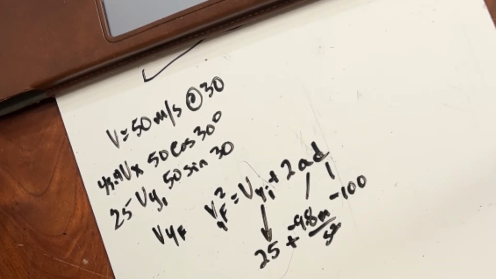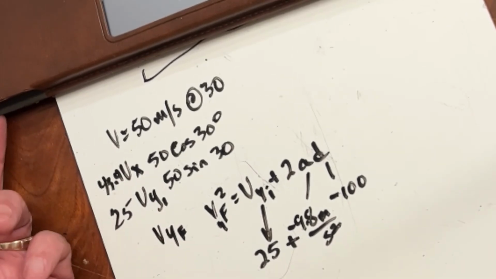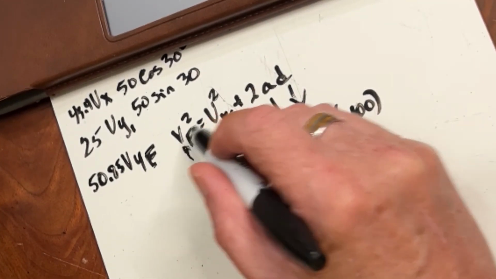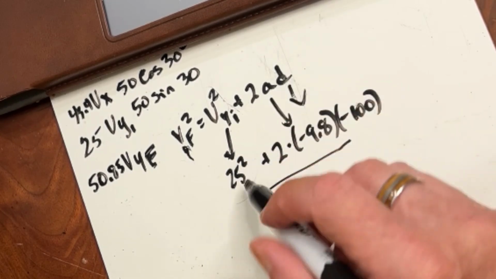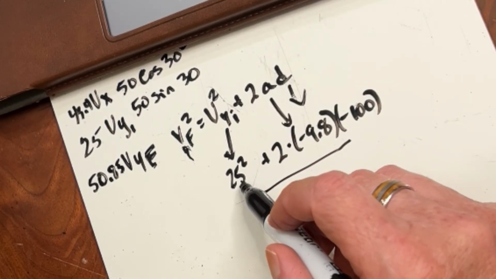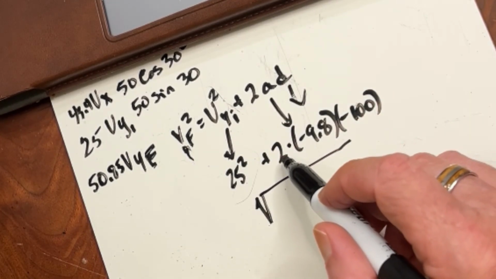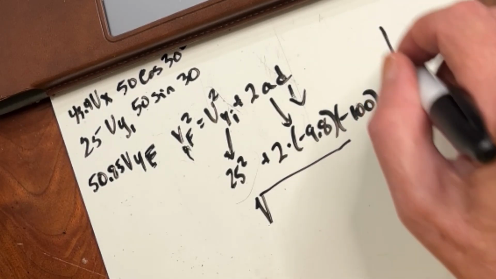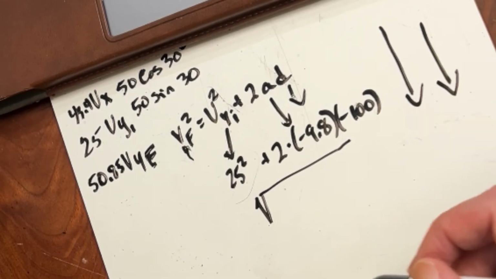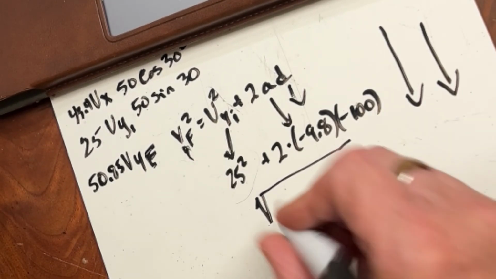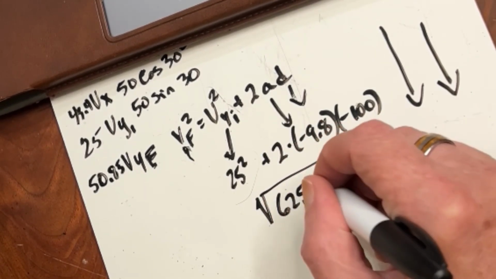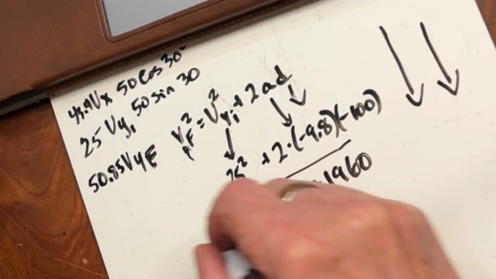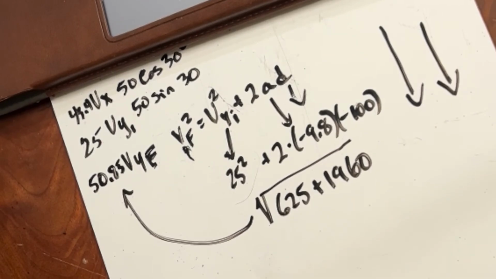Notice that we have a negative times a negative here, so let's go ahead and figure that out. Doing the math, Vy final squared equals Vy initial squared plus 2AD. We get 25 squared for Vy initial plus 2 times negative 9.8 times negative 100, because both gravity and our displacement are in a negative direction. We get 625 plus 1960, and if you take the square root of that, you get 50.84.